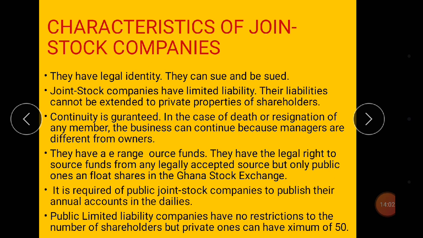Continuity is guaranteed in the case of death or resignation of any member. Unlike in sole proprietorship, where when the owner dies, the company comes to an end, or in the case of partnership, where sometimes when one person is out, the business goes down. In joint stock company, continuity is guaranteed, whether a person resigns or a member dies or some members leave, because the company is a separate entity on its own and the managers are different from the owners, so the business can continue.